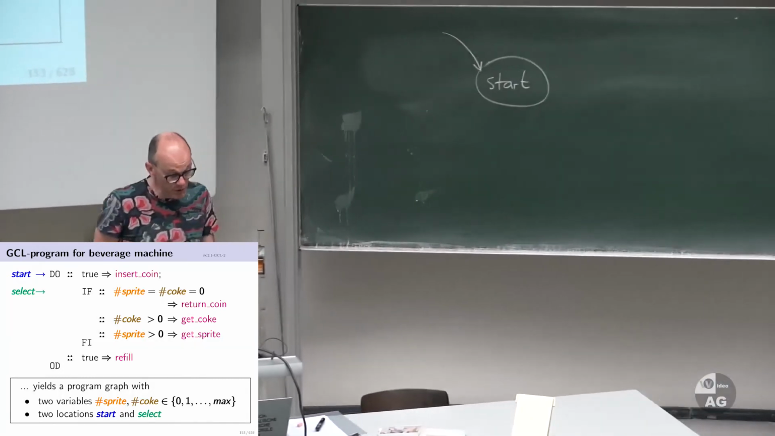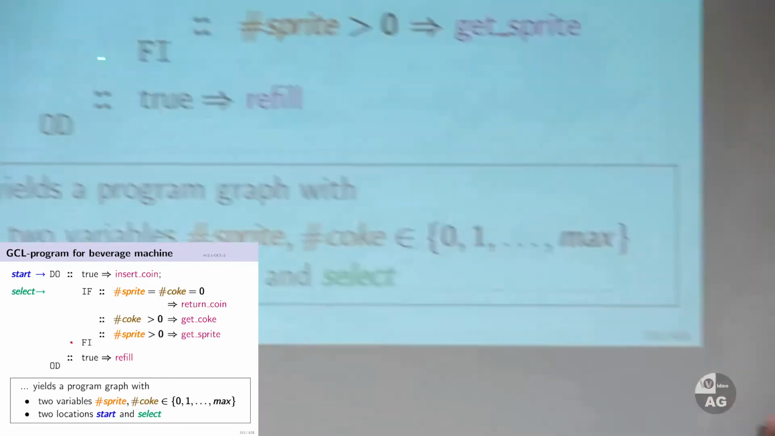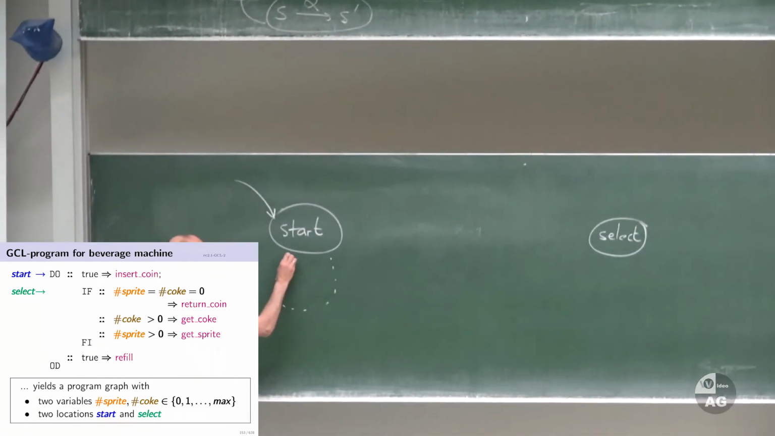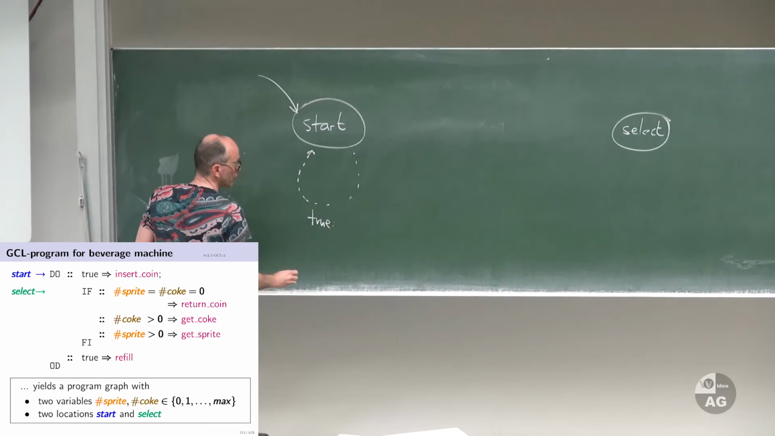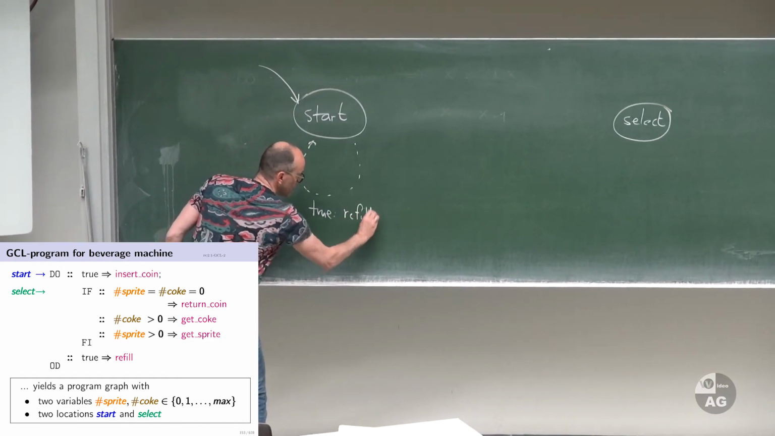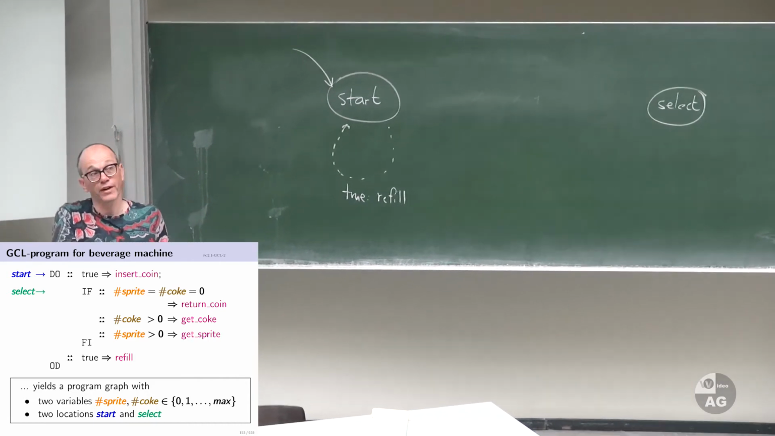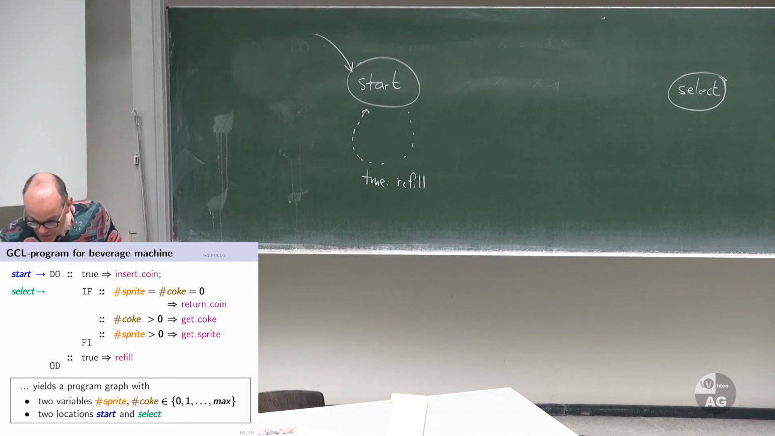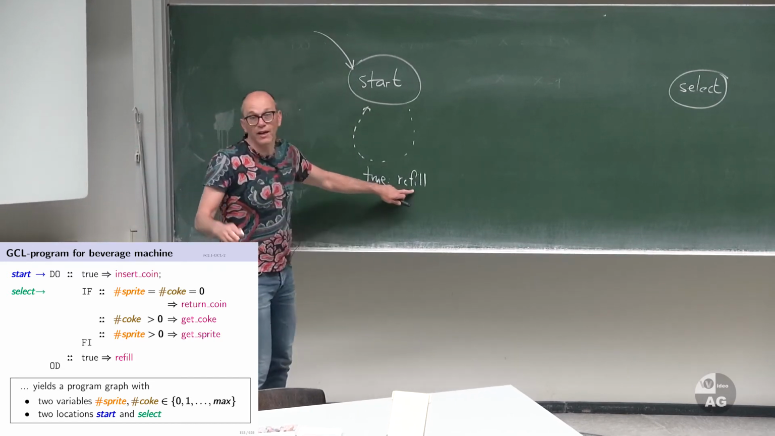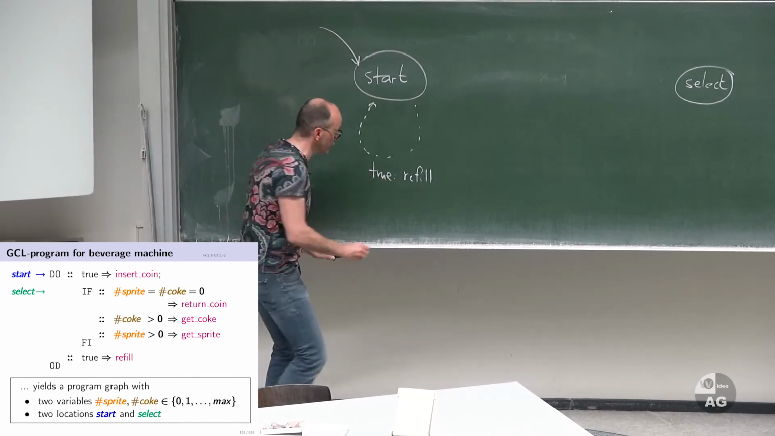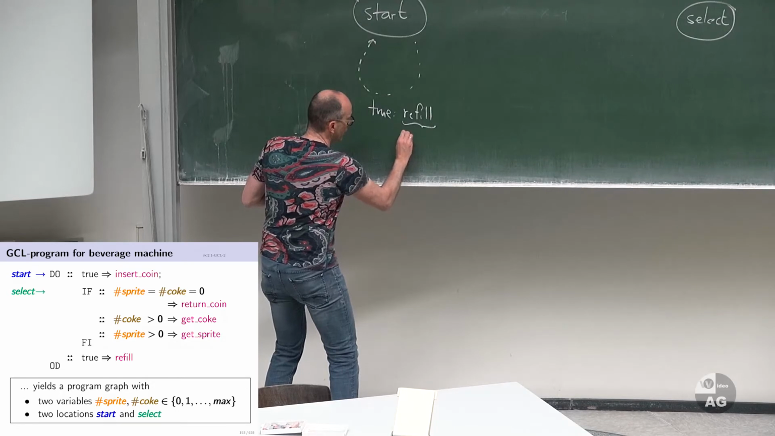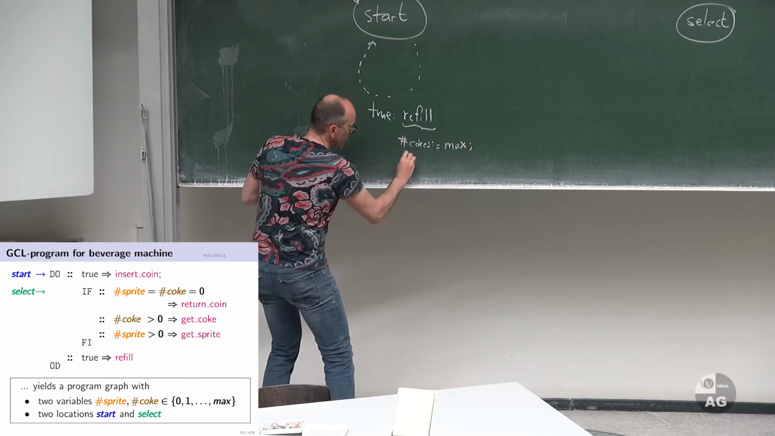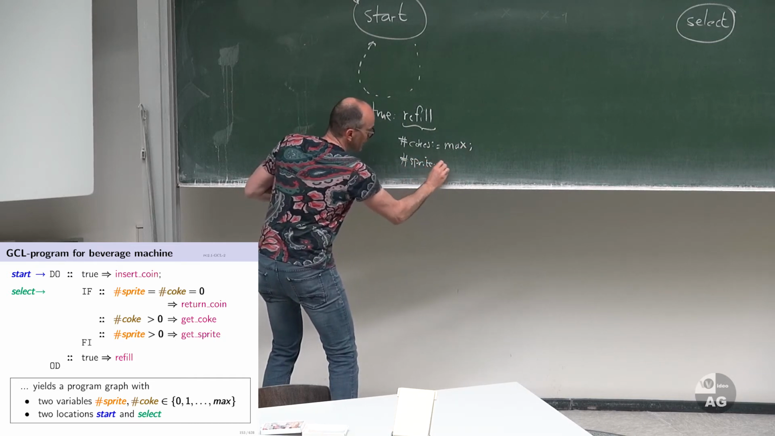What is possible in start? What are two possibilities? Let's first consider the refill. What will be the refill? The refill will be, we have an edge, moves here. The guard says true. What can I do with the true? I can do a refill. We just have seen what is the effect of a refill. Effect of the refill is maximal capacity of Coke, maximal capacity of Sprite. So this refill is nothing else than an action, like my alphas and betas before, that actually tells you that the number of Coke bottles becomes max, and the assignment, the number of Sprite bottles becomes max.